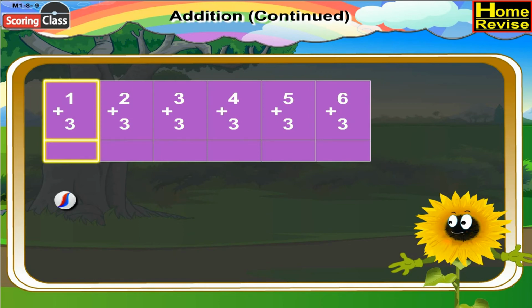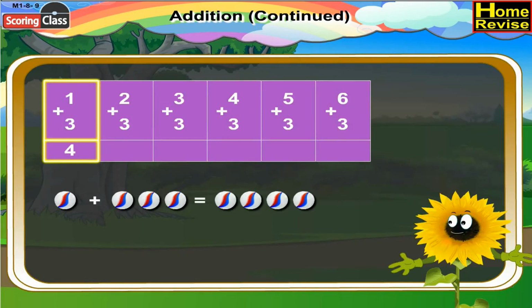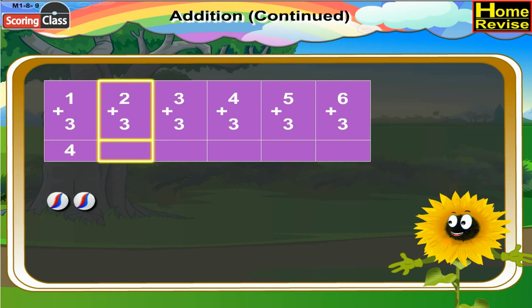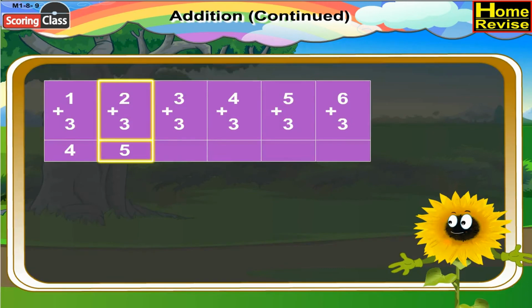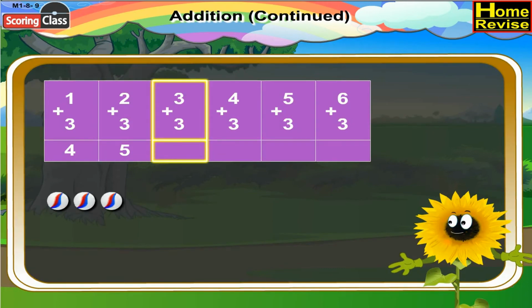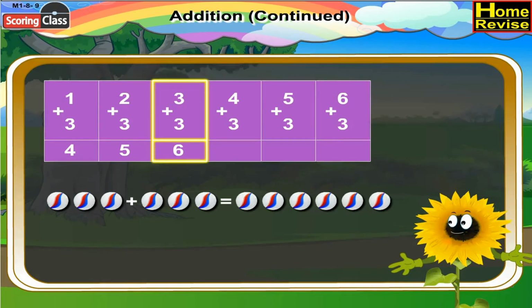In case you have 1 marble and 3 more marbles are added to it, that would be 1 plus 3, 4 marbles. If you are having 2 marbles and 3 more marbles are added to it, that would be 2 plus 3, 5 marbles. If you have 3 marbles and 3 more marbles are added to it, that would be 3 plus 3, 6 marbles.